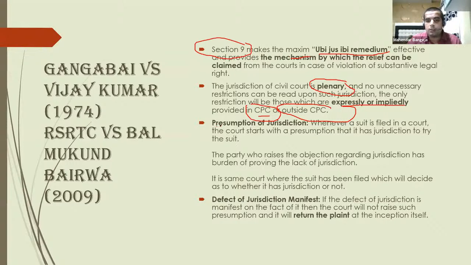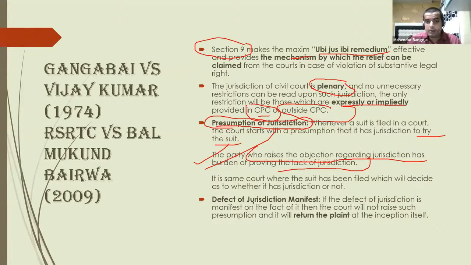Now, there was this one interesting point which was held by this court, by the Supreme Court. It was the presumption of jurisdiction. It said that whenever a suit is filed before the civil court, it will be presumed that that civil court has the jurisdiction to try it. And the person who raises the objection regarding the lack of jurisdiction will have the burden of proving it. So we will presume that the court has jurisdiction, and the opposite party or the person objecting will have to rebut it. Clear?